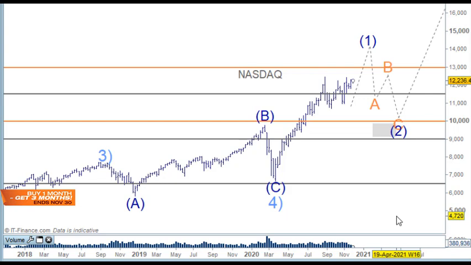So today, something a little bit different. We're going to start with the Nasdaq. We'll have a look at a couple of Nasdaq stocks, and then we'll look at the S&P.